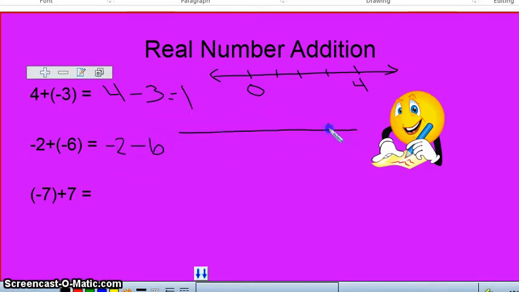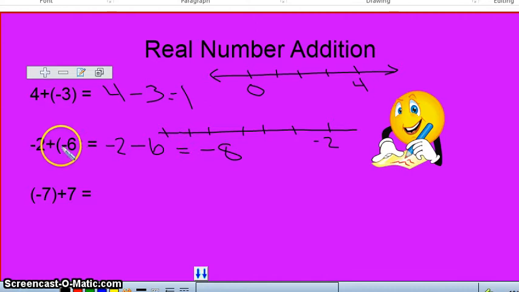we're working on a number line. Here's my negative 2, negative 3, negative 4, negative 5. All right, so negative 2, and then I want to go to the left 6 more. So negative 3, negative 4, negative 5, negative 6, negative 7, negative 8.